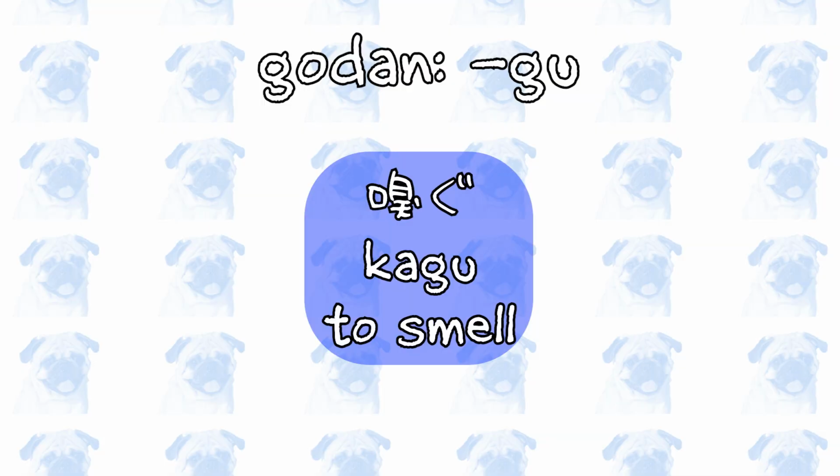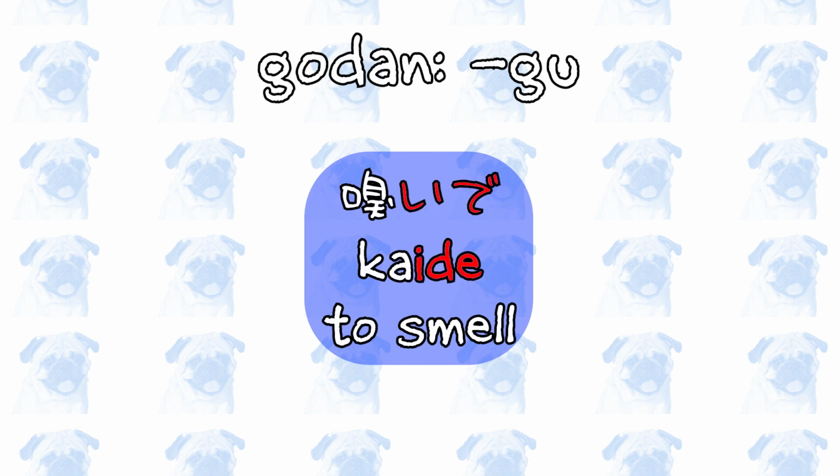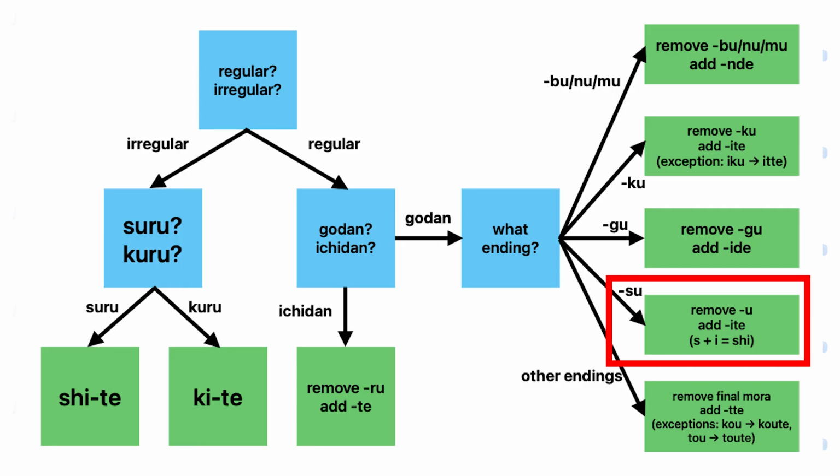If a Godan verb ends with gu, drop the gu and add ide. For example, the verb kagu, to smell, ends in gu, so drop the gu and add ide, as in kaide. Kagu, kaide.